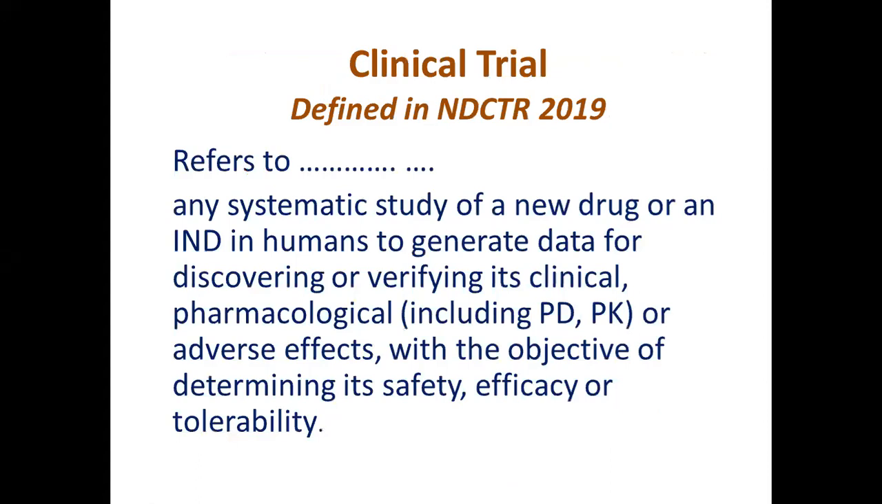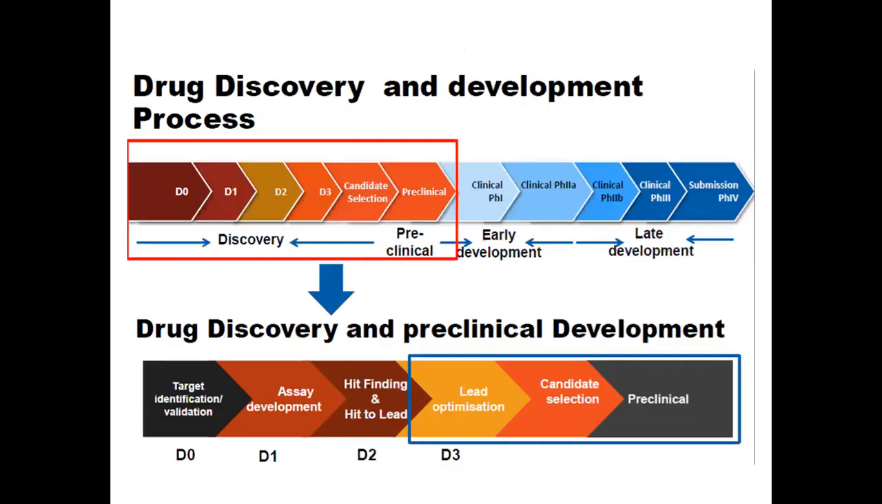So what is a clinical trial? As defined in the New Drugs and Clinical Trials Rules 2019, it is any systematic study of a new drug or an investigational drug in humans to generate data for discovering or verifying its clinical pharmacological effects, that means including both pharmacodynamic and pharmacokinetic, or adverse effects, with the objective of determining the safety, efficacy, or tolerability.